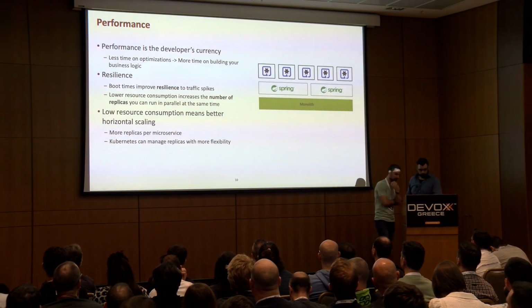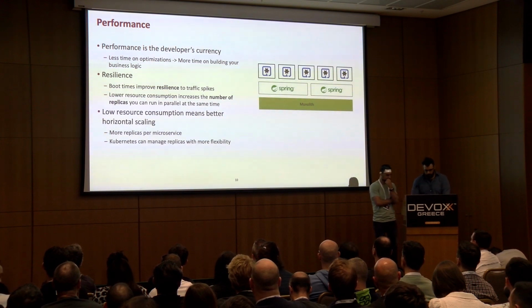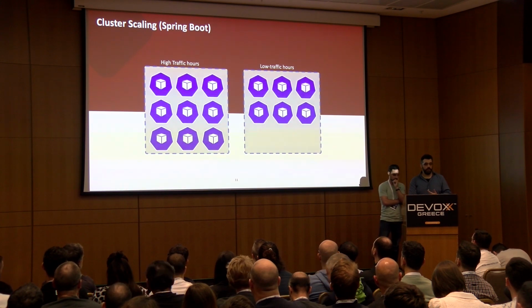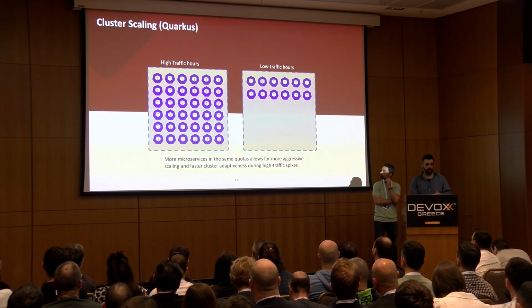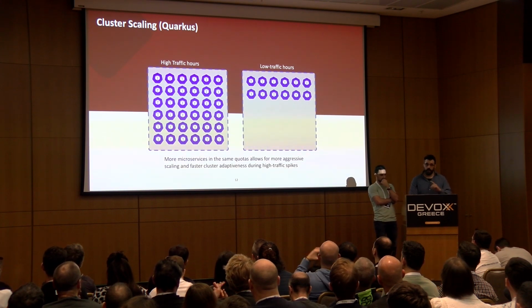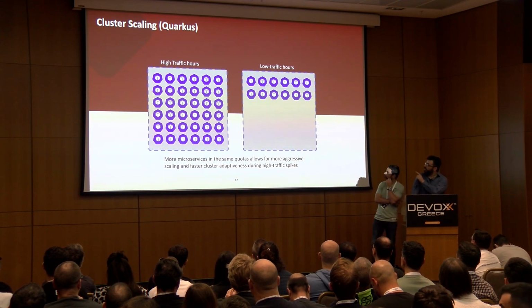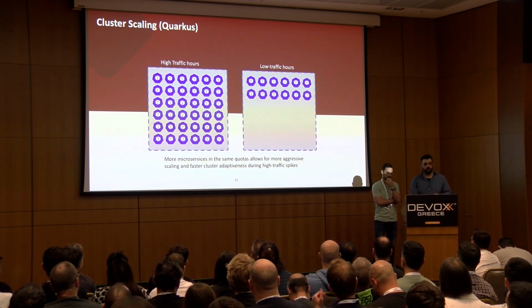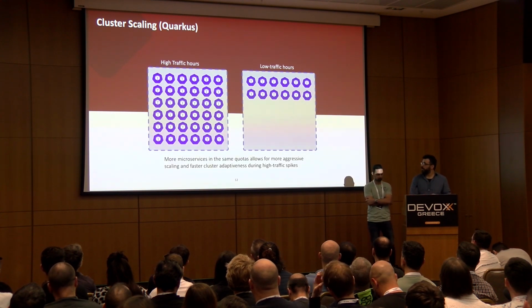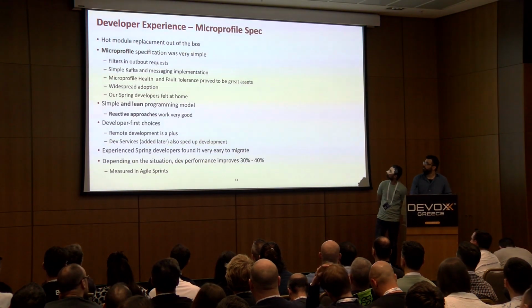Yeah, so we're pretty much out of time. So the thing is that using Spring, you may have something like this in your cluster, and using Quarkus, you may have something like this. So the cluster is more dense, more microservices in the same amount of space. And not only that, but you are able to scale the cluster in low traffic hours in a much lower time than with Spring. You can scale that in 7 seconds compared to 40 seconds or a few minutes with Spring Boot.